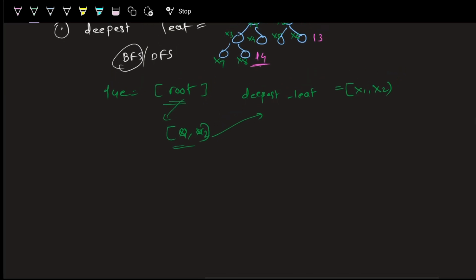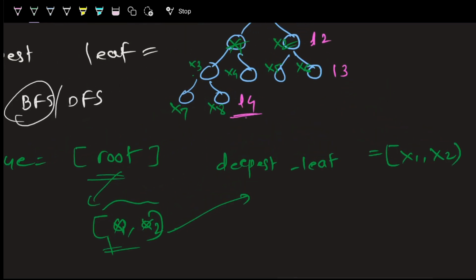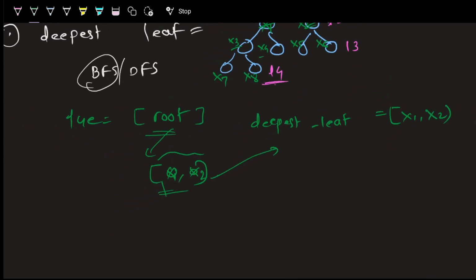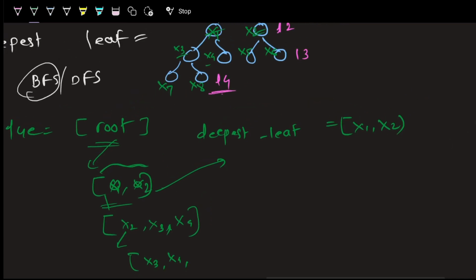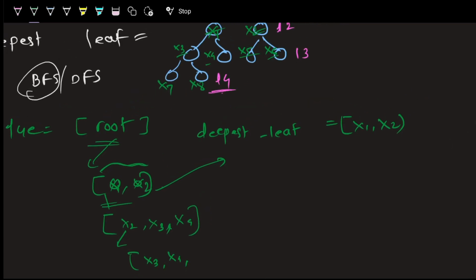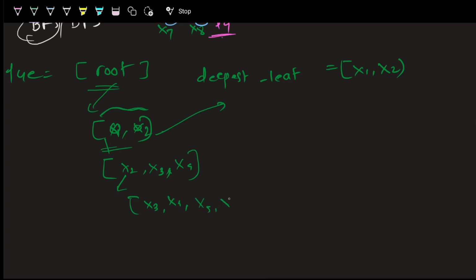I will process them, and you know how to process using a for loop only for the size of the queue. I will ask x1 and x2, do they have left and right nodes? For x1, x3 and x4 are the children, so I will insert them into the queue. As we are running for the size, we will run 2 times only. Again I will remove x2 and put its children, x5 and x6, into the queue.